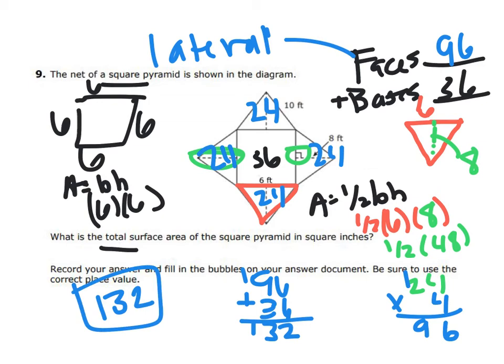All right, so a lot of things there. Make sure that you multiply by half on the triangle. Make sure you know all 4 triangles have the same area. And once you find the area of one triangle, make sure you multiply it by all 4. If you got it wrong, go ahead and make your corrections, and then on the right-hand side, talk about why you think you got it wrong.